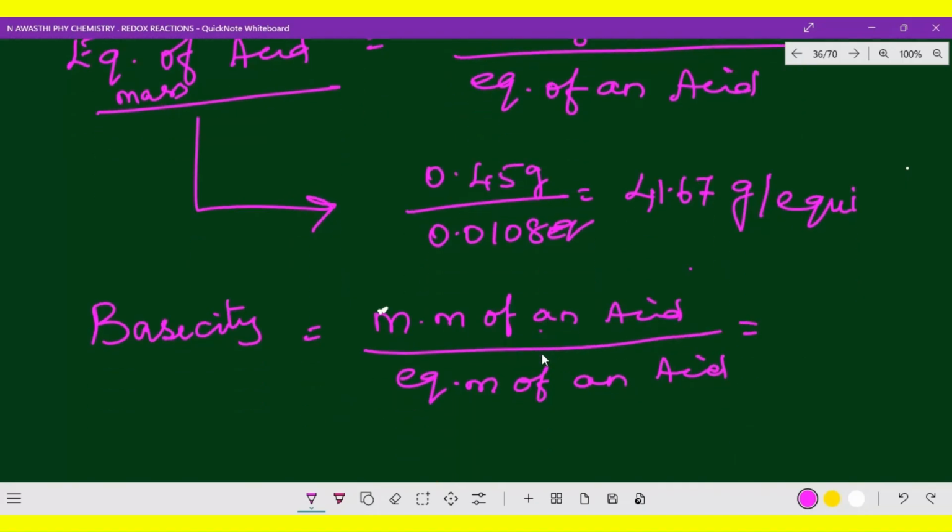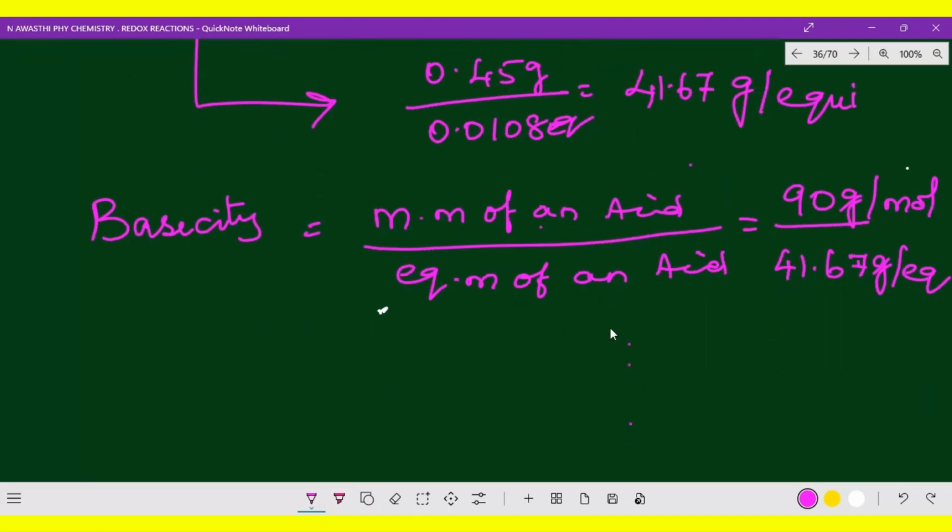So in this point, 90 gram they mentioned, molecular mass of an acid, it is 90 gram per mole, right? So 90 divided by 41.67 gram per equivalent, here gram per mole. So what is that answer you'll be getting? Gram will be cancelled. So when you calculate 90 by 41, so 45 plus 45, 90. So more or less you will get the answer 2. Basicity nearly 2. When you calculate, 2.16 you'll be getting. So more or less, 2 you'll be getting.